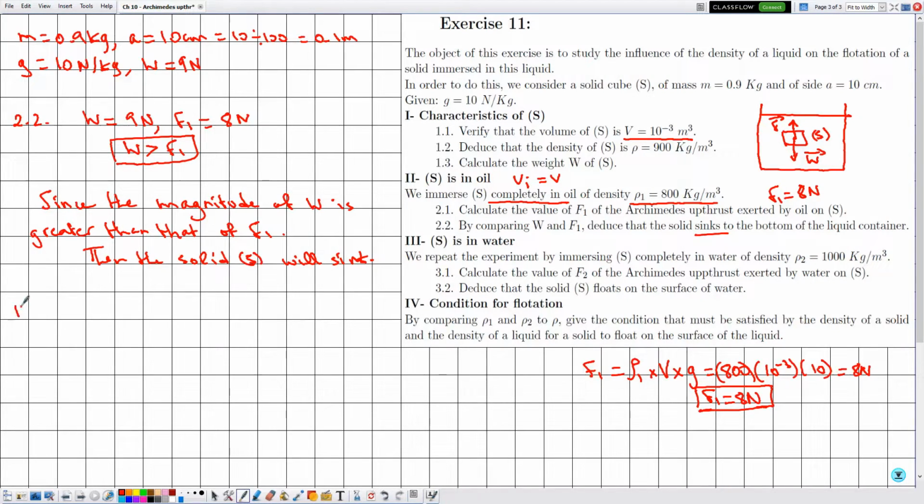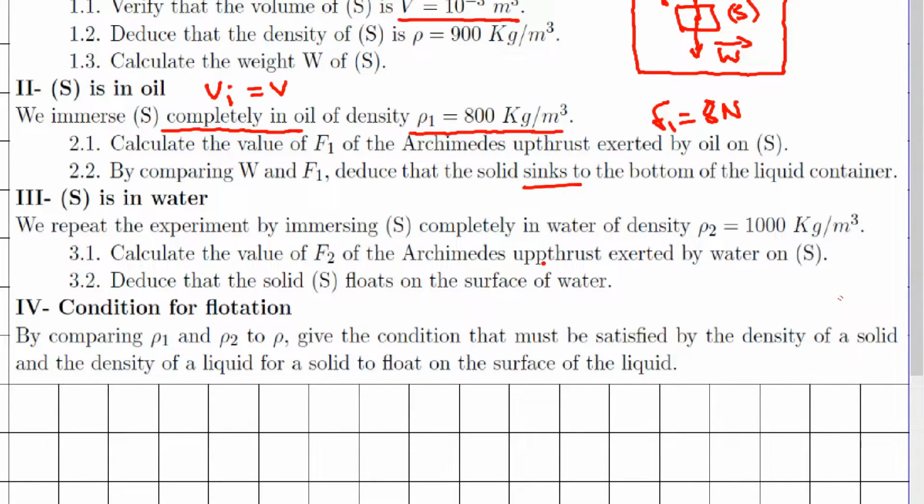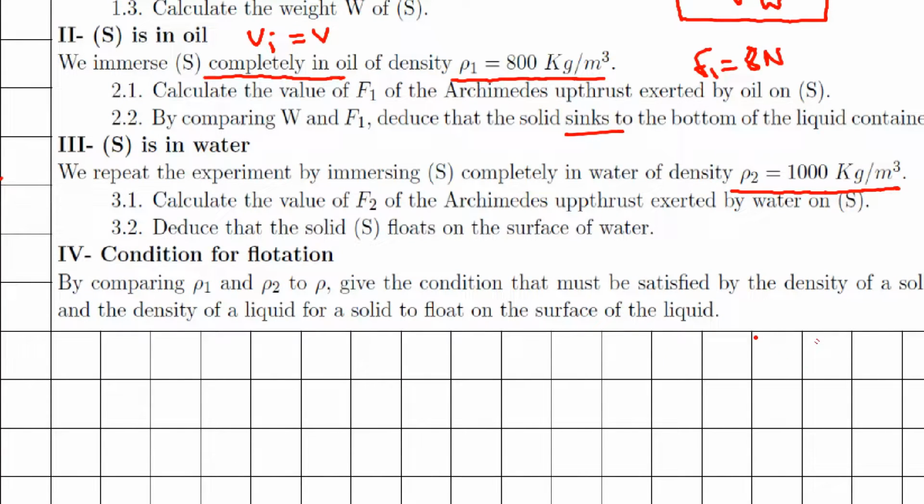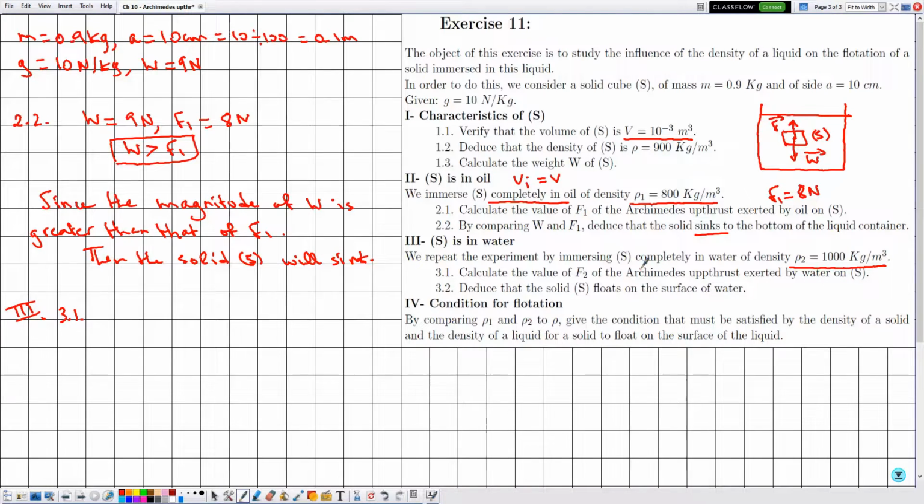Now in part 3, we repeat the experiment by immersing S completely in water of density ρ2 equal to 1000 kg per meter cube. So here the density of water is given by 1000 kg per meter cube. 3.1, calculate the value of F2 of the Archimedes upthrust exerted by water on S. So here what we have done is we have repeated the experiment and we are immersing S completely in water. So here for sure we have that Vi is equal to V.